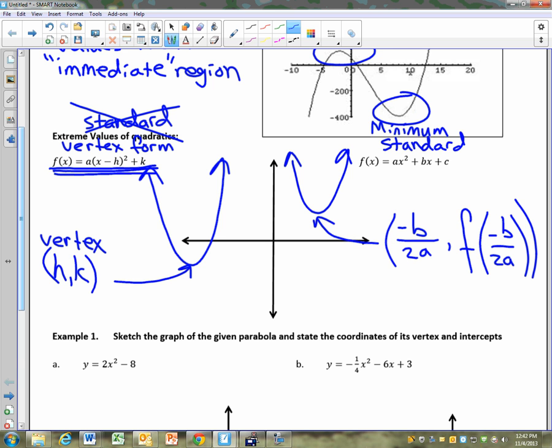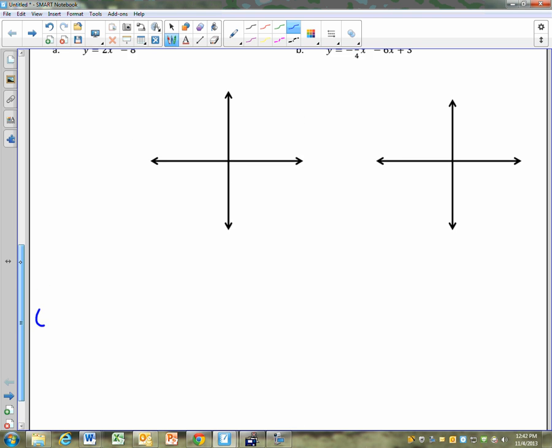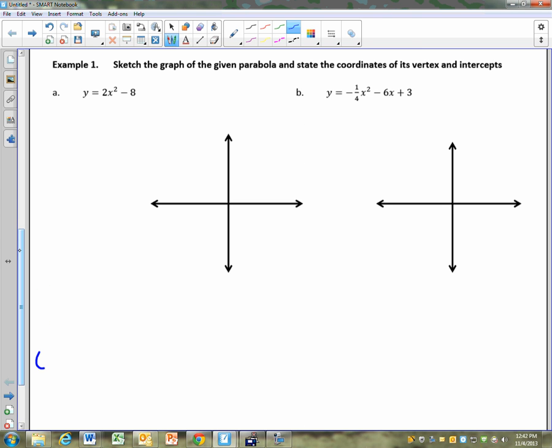Yes? Okay. All right. 2 examples. That's all we're doing today. These 2 right here. We want to sketch the graph and give its coordinates for its vertex and intercepts. These are not in vertex form, they're in standard form, so away I go. The first thing I identify is A, B, and C.